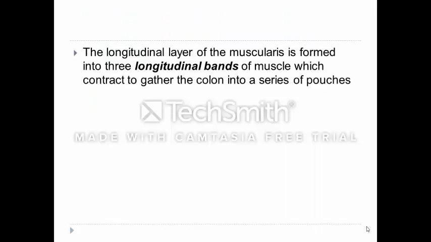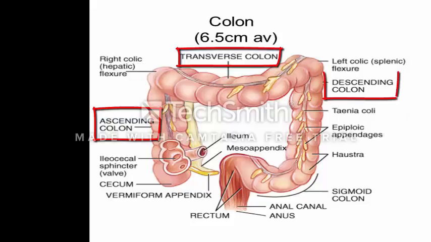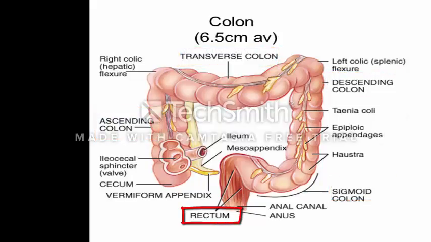The longitudinal layer of muscularis is formed into 3 longitudinal bands of muscle, and these contract to gather the colon in a series of pouches. So this diagram from your textbooks shows the ascending, transverse and descending colon, along with the sigmoid colon, the rectum, anal canal and the anus.